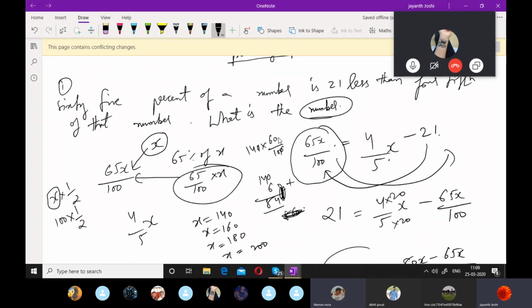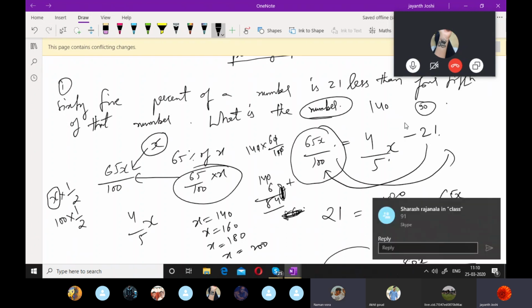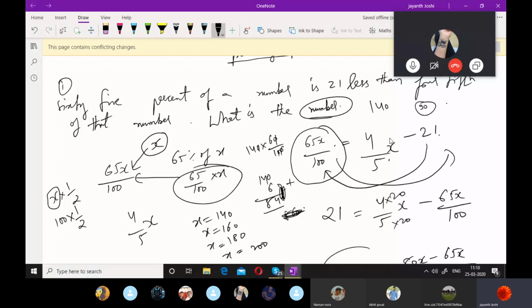We'll do it with estimations. So 140 ka 60% is 84. So 140 ka 65% would be 90, for example. I'm saying for example, and anything I'm saying, just narrow it down. 90 is what we got for 65%.